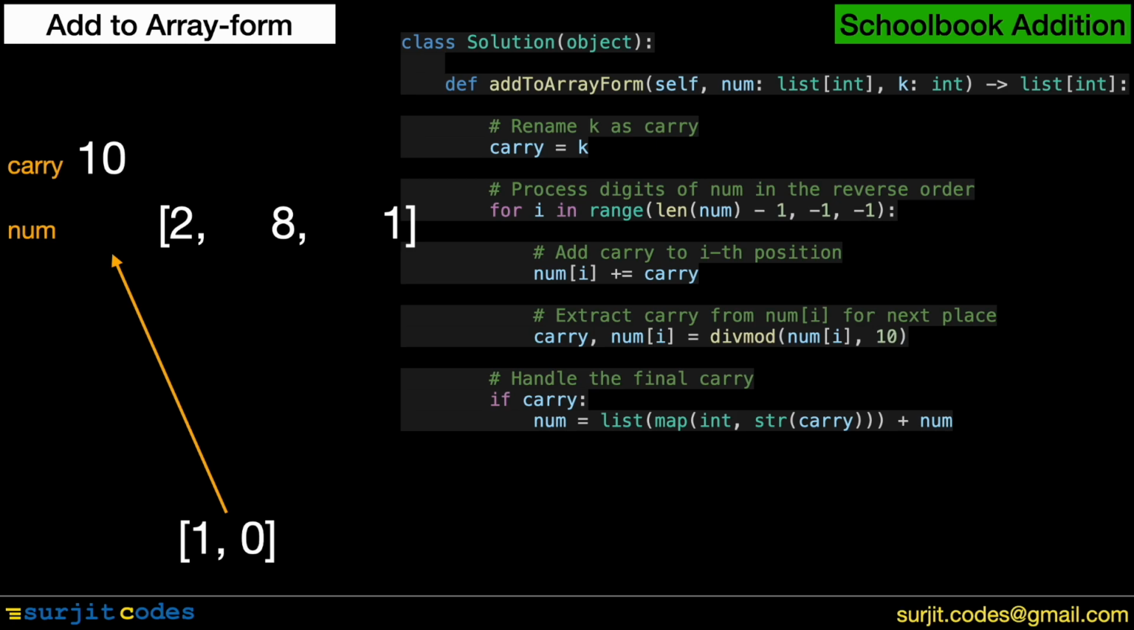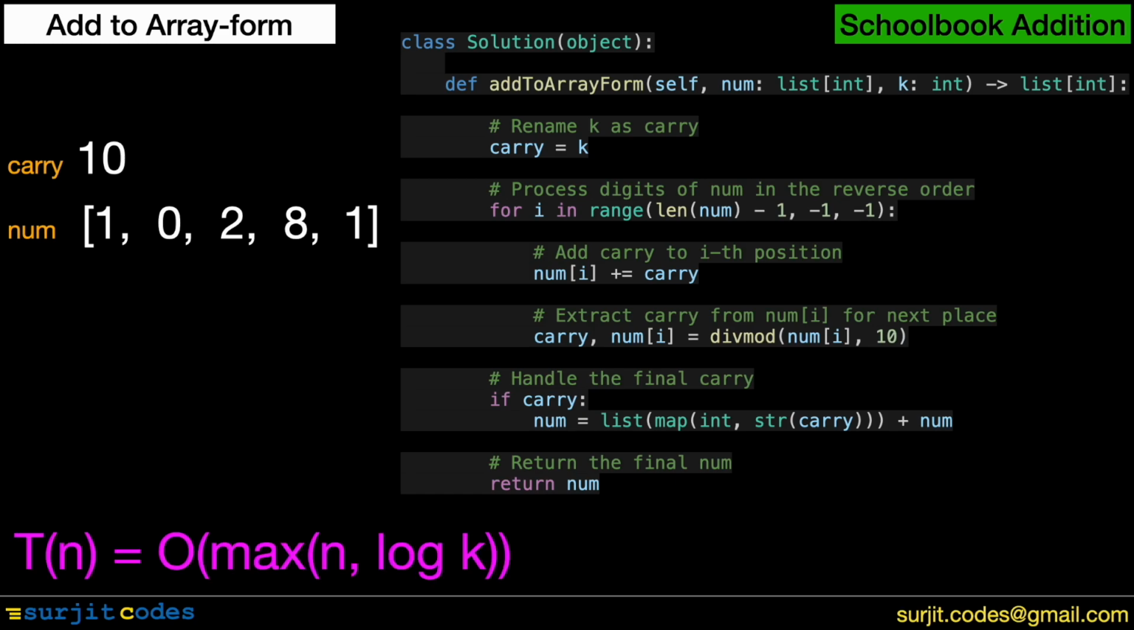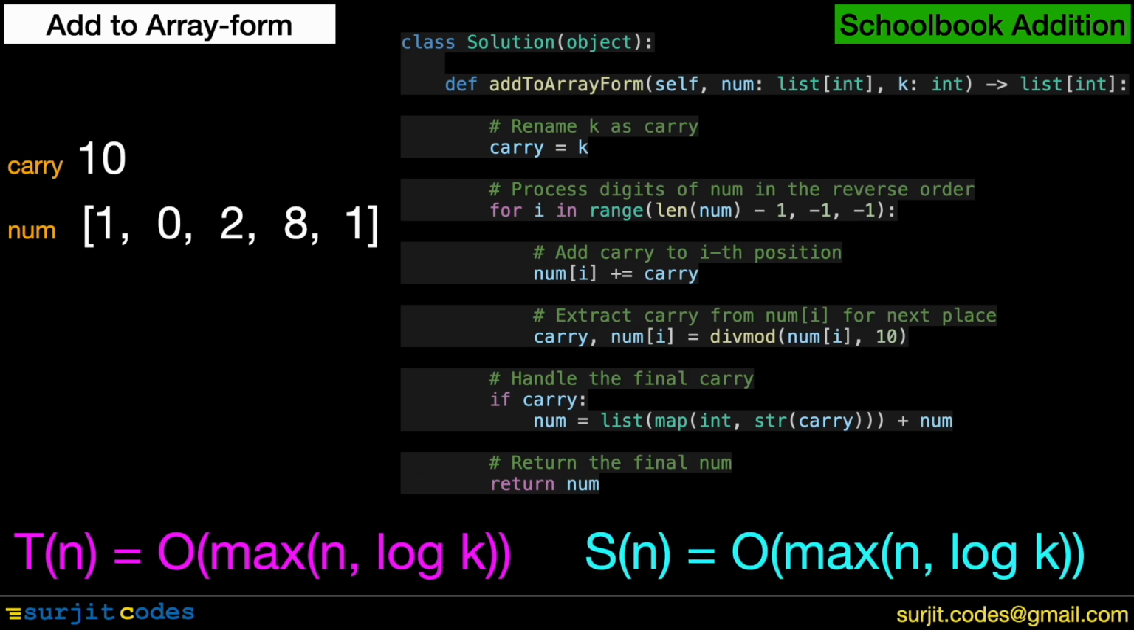Finally, this list is placed in front of num and the two lists are joined using concatenation of two lists, which is represented by the plus operation, and we get the final list num. Last statement of the program returns this final list. N is the length of the list num and log k gives us the number of digits in k. Time complexity is higher of these two numbers. Output also depends upon these two numbers, so space complexity also depends upon these two numbers.